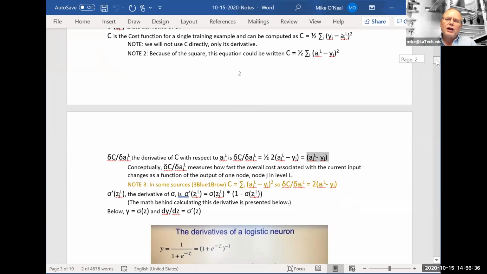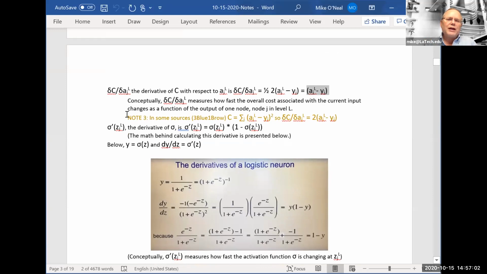And remember, derivatives are like rates of change, right? And that's really what we're getting with these bias gradients. We're getting the rate of change, how rapidly that error is increasing, how rapidly that cost is increasing. Because that's what we want to know, because we want to move in the opposite direction of that gradient, right? To decrease that cost.